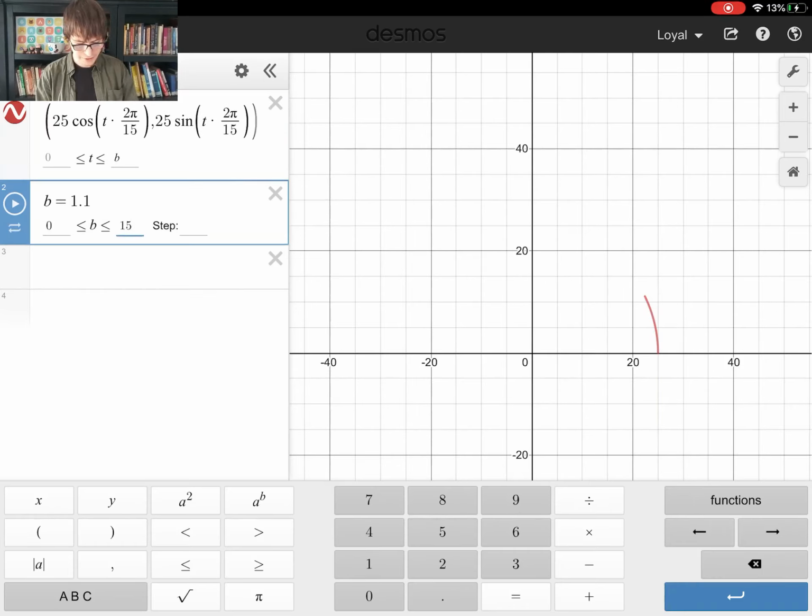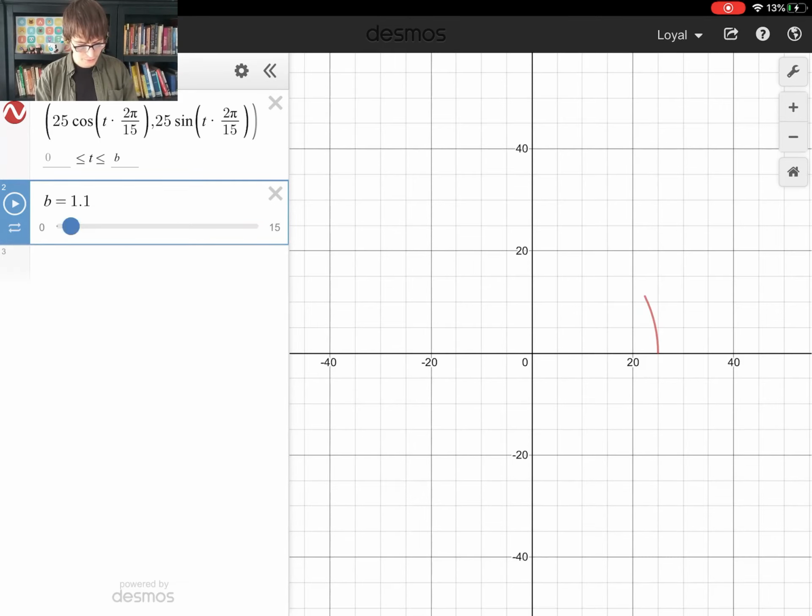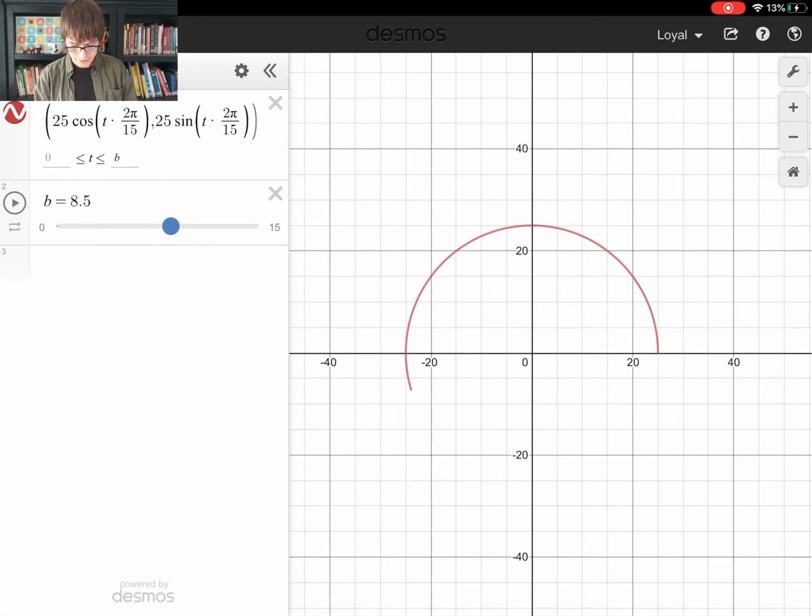So if I finish the B slider, it should, in theory, go all the way around once. If I go, it starts chugging along, and if I get to 15, it does one complete rotation. Perfect. By the time I get to B equals 15, I do one complete rotation. 15 seconds: if t gets all the way up to 15, then I have one complete rotation. So this works perfectly. This is exactly what we want.